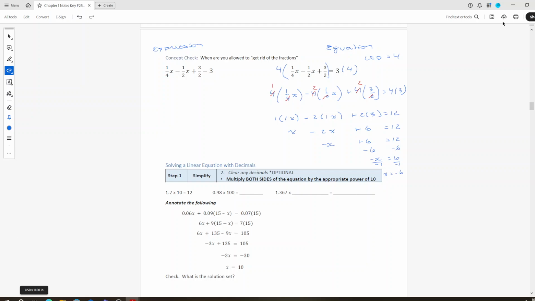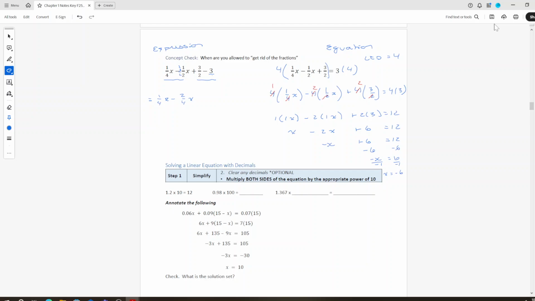Versus an expression. In an expression, you're not trying to find the value of x that's going to make it true. You're just trying to simplify the expression. So the only thing you'd be able to do is collect like terms. To be able to collect like terms, you'd have to create a common denominator. This is 1/4 x minus, I could make this a denominator of a quarter by multiplying by 2 over 2, which would end up as 2/4 x.